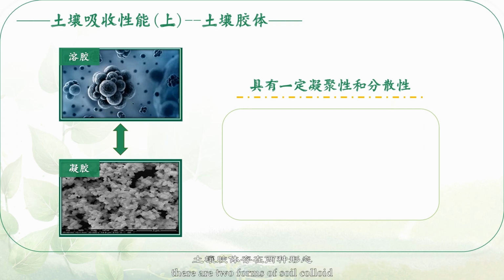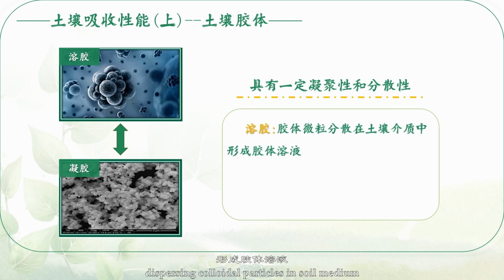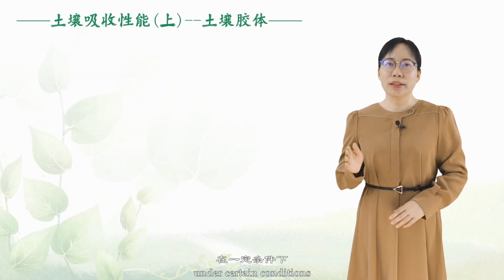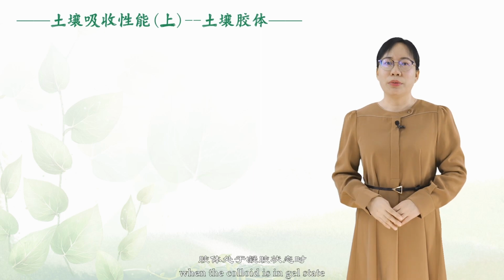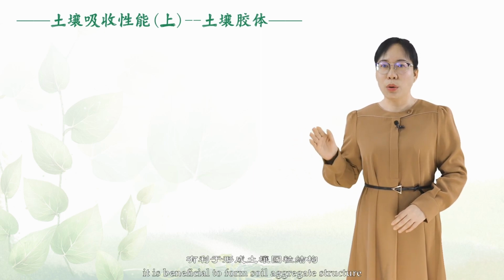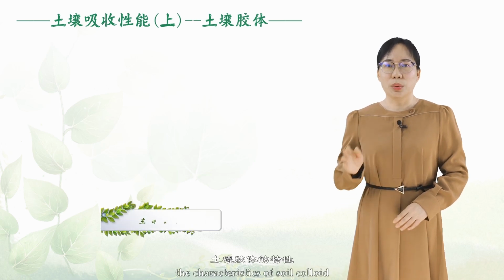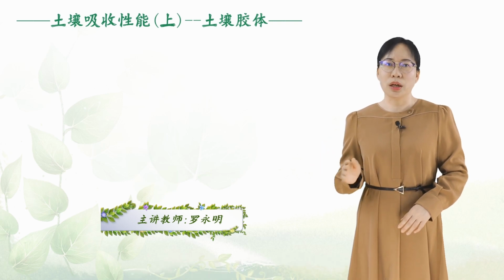There are 2 forms of soil colloid. Colloidal solution formed by dispersed colloidal particles in soil medium is called sol. Colloidal particles gather together to form flocculent precipitate, which is called gel, and under certain conditions, they can be transferred into each other. When the colloid is in gel state, it is beneficial to form soil aggregate structure. The characteristics of soil colloid determine that it has a greater influence on soil absorption performance.